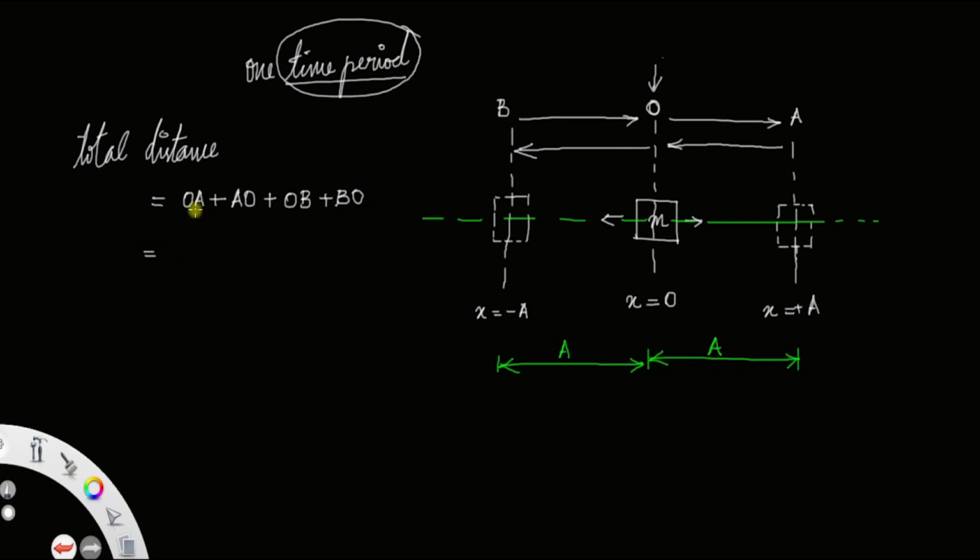So we know OA is equal to a, and AO is definitely a. That is the amplitude itself. Again, OB is also a, and BO is also a. So the total distance will be 4 times the amplitude, 4a. So that is the total distance covered by a particle in SHM in one time period. Clear?